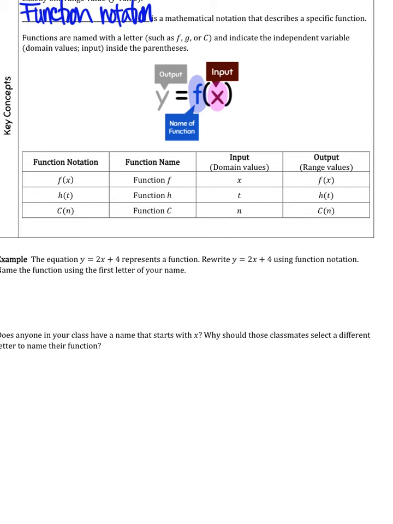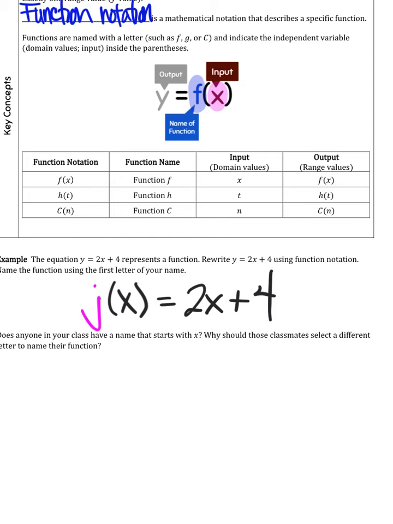So on our first example, it says the equation y equals 2x plus 4 represents a function. Rewrite y equals 2x plus 4 using function notation, but name the function using the first letter of your name. So what I'm going to do is I'm going to use my name, because my name is Miss J or Miss Jackson. I'm going to put the letter J first. J of x is equal to 2x plus 4. All I did was name it for my name, J of x equals 2x plus 4.